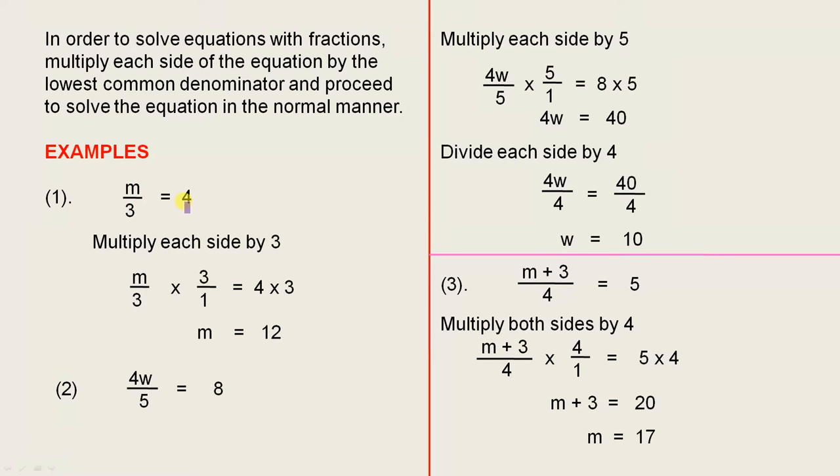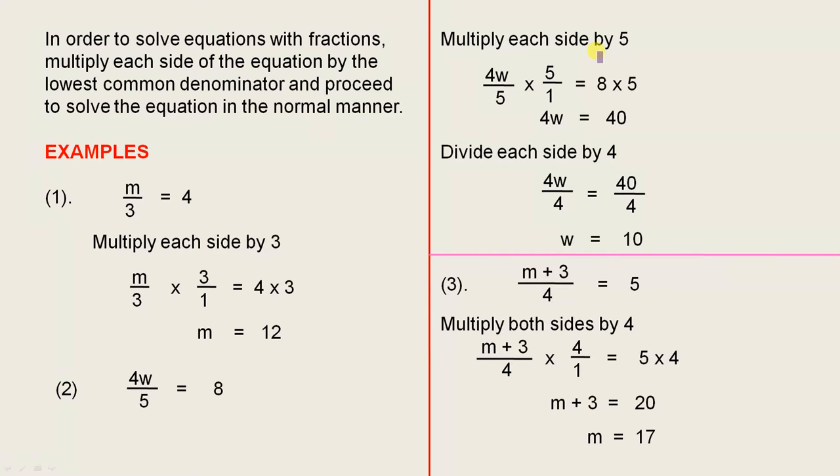m over 3 equals 4. We have 3 here, that's all we have, so we multiply each side by 3. We've done that here. The 3's cancel, and that gives us m equals 12 because 4 3's are 12. And we can quickly check if we want. 12 divided by 3 is 4.